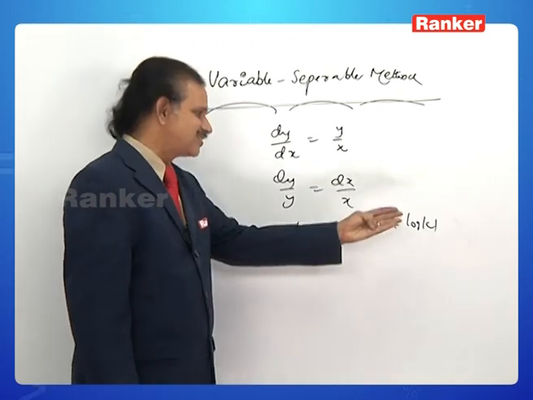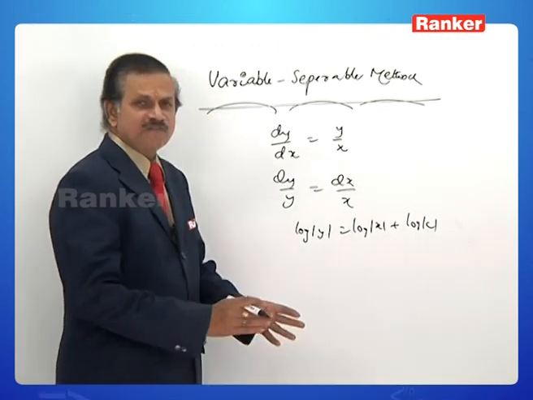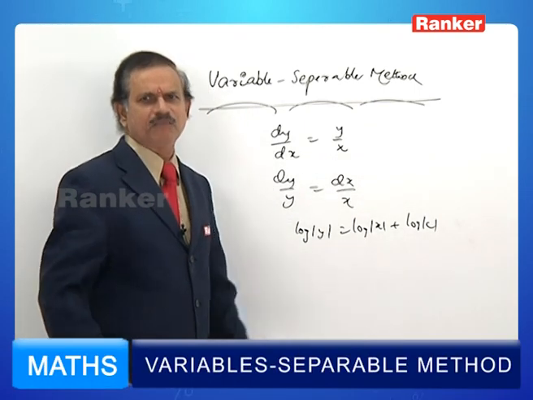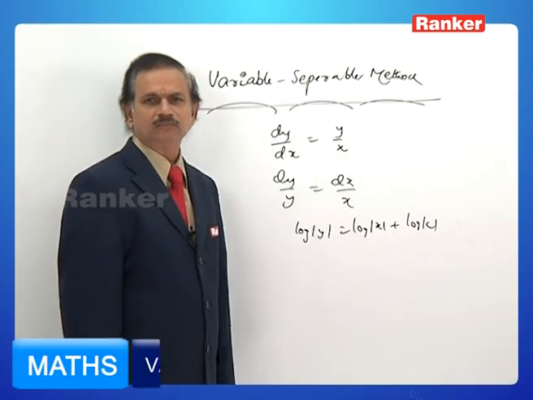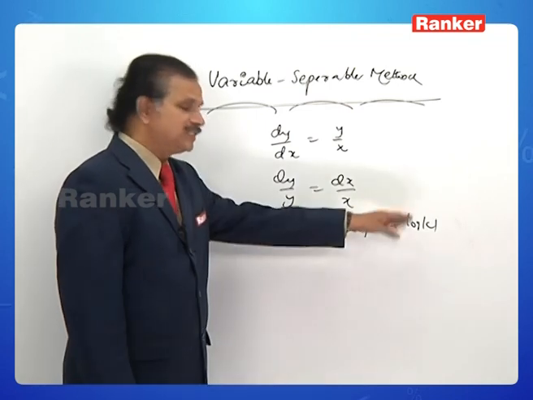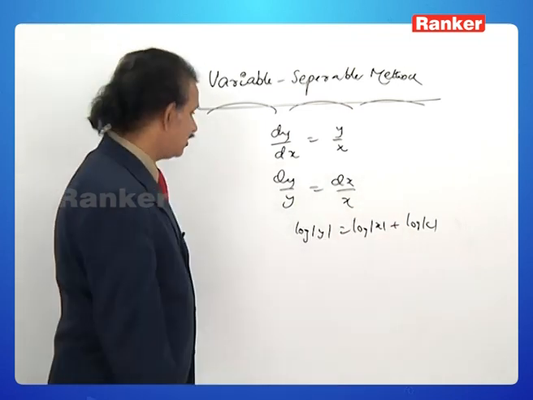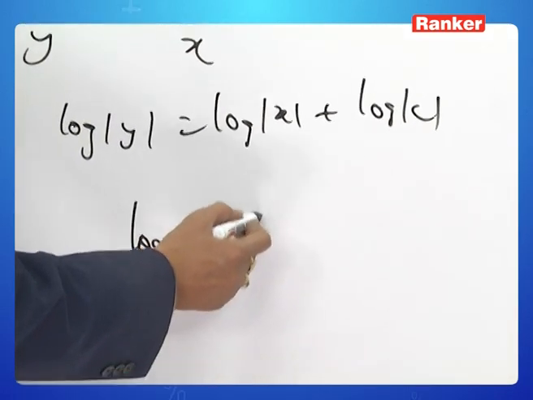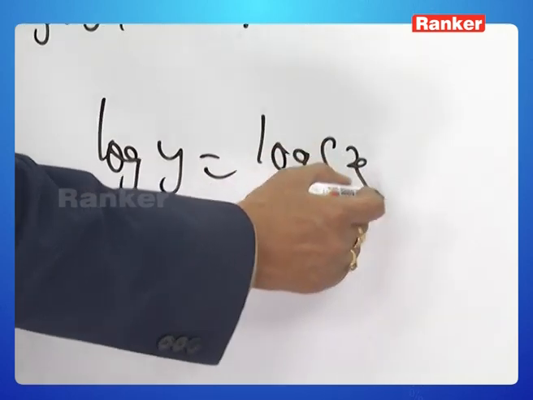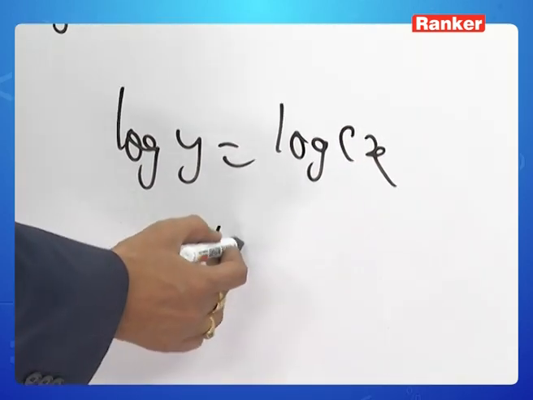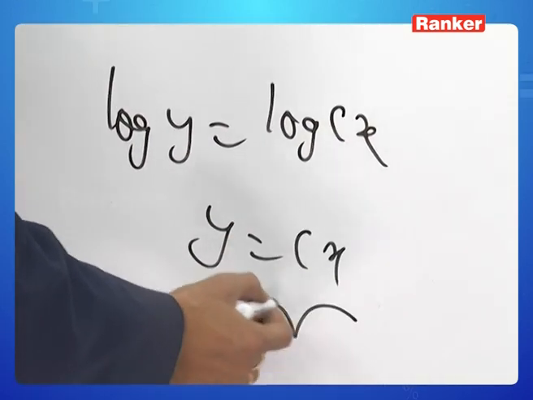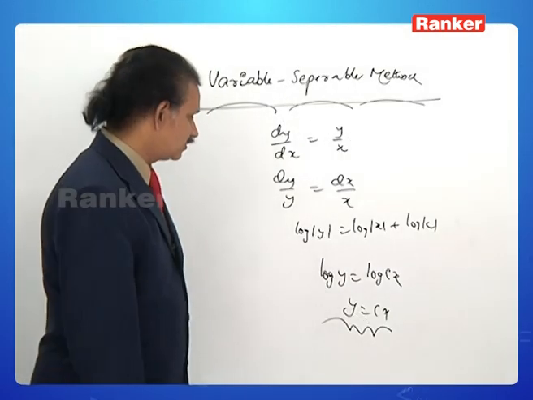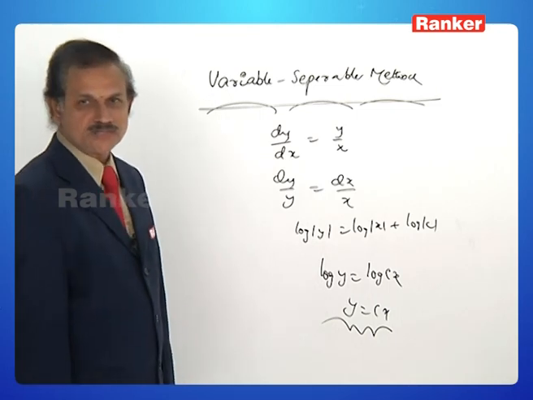We choose the constant in such a way that it facilitates us for simplification. That's all. That is the only benefit by writing like this, so that it facilitates us for simplification. Why? Because log x plus log c is log cx. If you remove logarithms on both the sides, y is equal to cx is the required equation, isn't it?